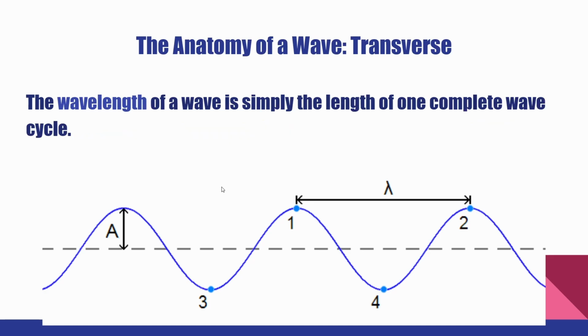And then the wavelength is the length of the wave to complete one cycle. So you can go from crest to crest, or you could go from trough to trough. All the waves we're going to be working with will be the same.